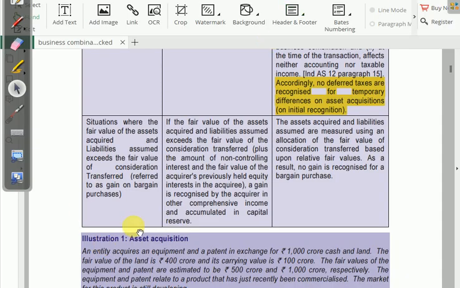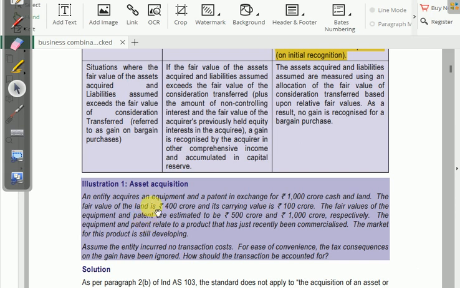Next, an entity acquires an equipment and a patent in exchange for 1000 crore cash and land. He is getting an equipment and patent, and he is giving 1000 crore cash and land. The fair value of the land is 400 crore and its carrying value is 100 crore. So he is giving total consideration of 1000 crore cash and 400 crore worth of land. So 1400 crore is the consideration he is paying.